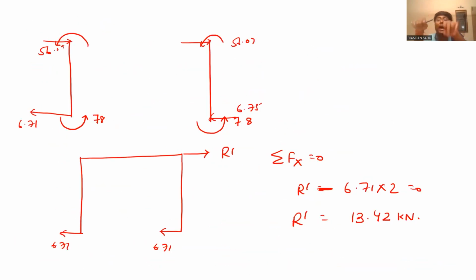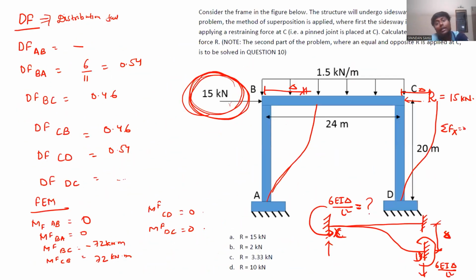Now you got R dash to be 13.42. It means that when you assume your fixed end moment is 100 kilonewton meter, considering sway, you get this R dash. R dash means this sway reaction here. To get 100 kilonewton meter as fixed end moment, this reaction needs to be 13.42. But this 13.42 for 100 kilonewton meter is an assumption.